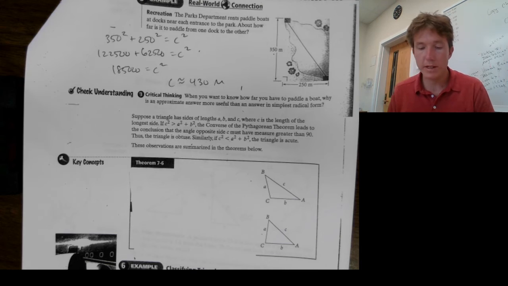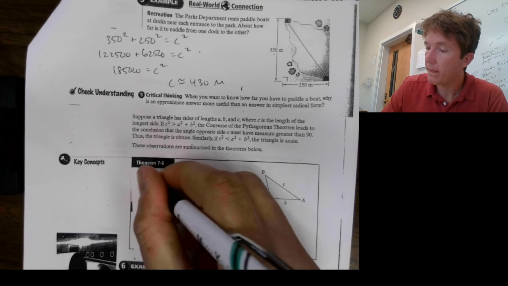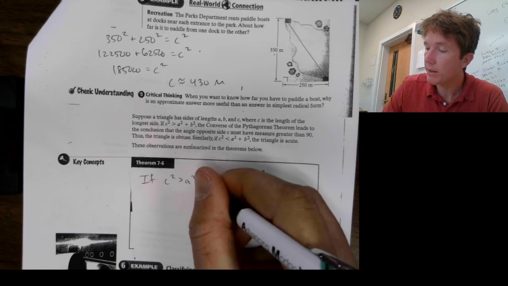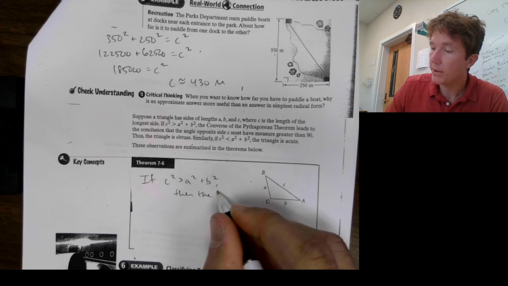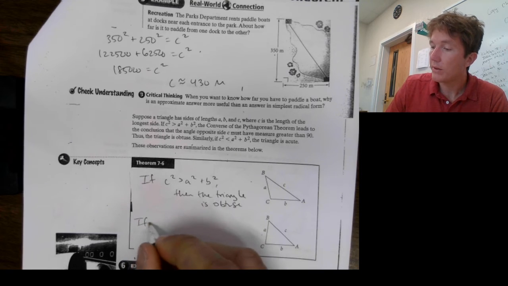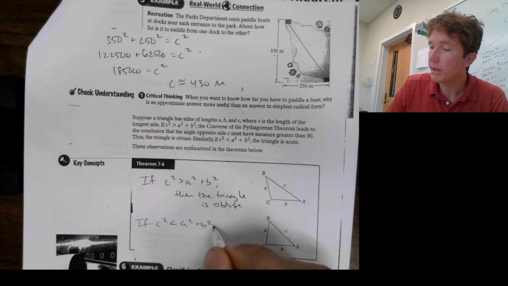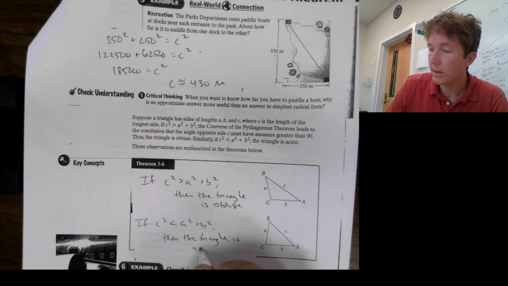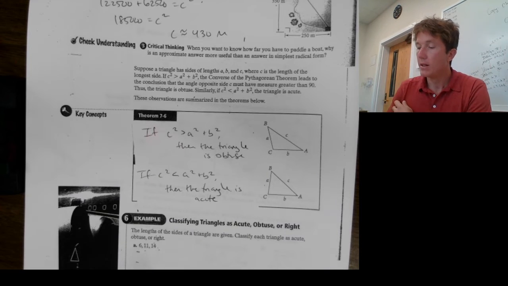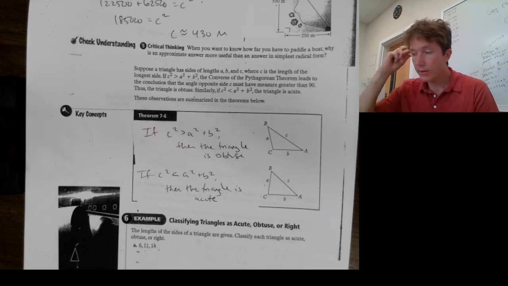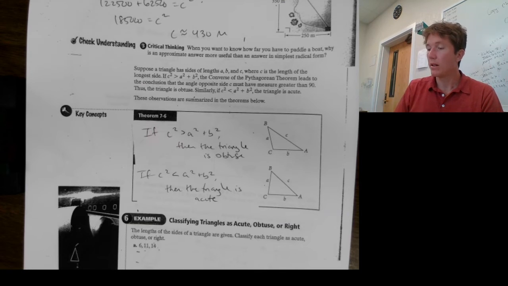These observations are summarized in the theorems below. So if C squared is greater than A squared plus B squared, then the triangle is obtuse. And if C squared is less than A squared plus B squared, then the triangle is acute. So let's go ahead and classify triangles as acute, obtuse, or right. The lengths of the sides of a triangle are given, classify as acute, obtuse, or right.